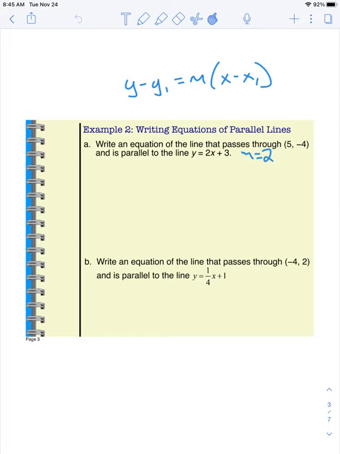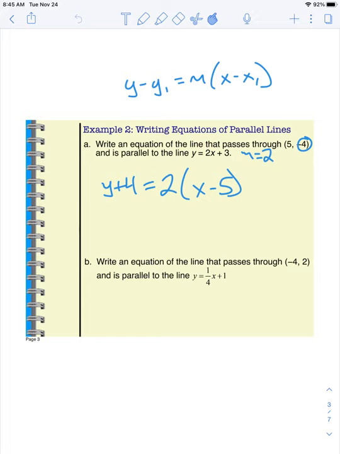M equals 2, that's supposed to be an M. And since I know all parallel lines have the same slope, I know the slope of this equation is also going to be 2. So we're just going to plug in to point slope. So my y point is negative 4, minus -4 becomes +4. Slope is 2, and then my x point is 5.